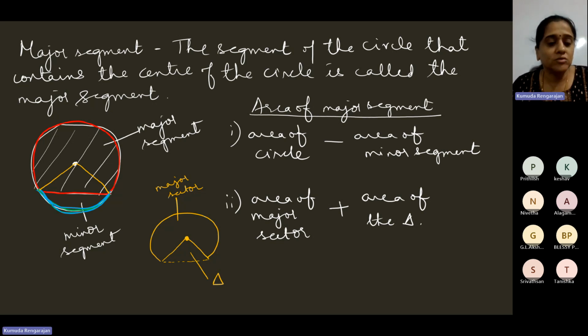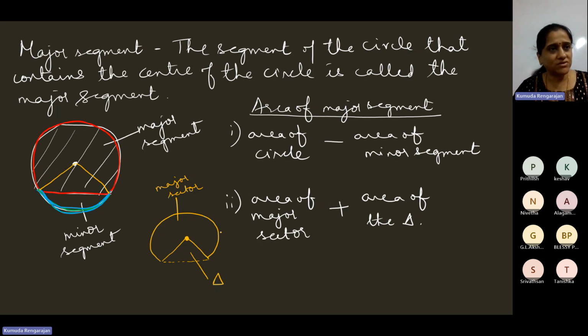Okay. So what is a segment? It's a region bounded by a chord and an arc. Chord and arc. Okay. Now you can see that the major segment contains the center of the circle. The major segment will contain the center of the circle. Now this is the major segment. No, this yellow representation. This one is a major segment, right?